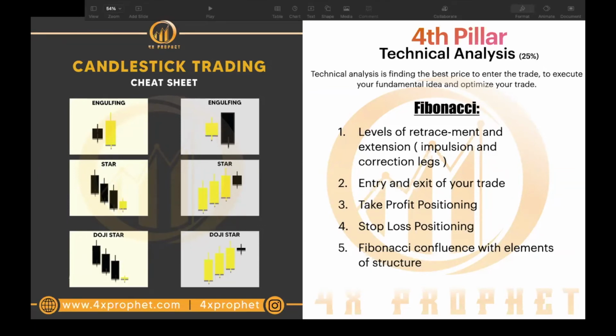Oh, let me see if someone said something. Sorry, I'm going too fast. All right. Stop loss positioning, Fibonacci confluence with elements of structure as well too. Am I going too fast? You can let me know if I'm going too fast.